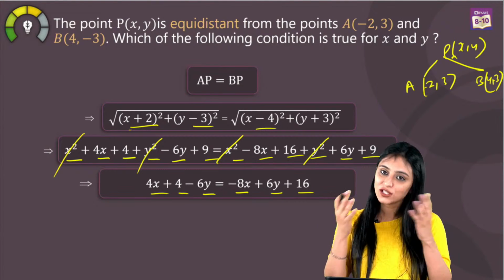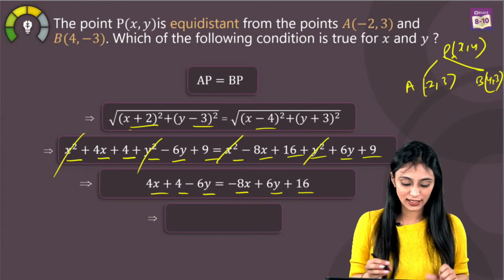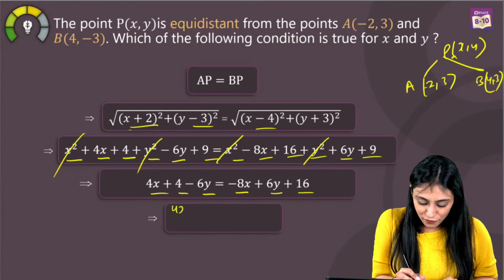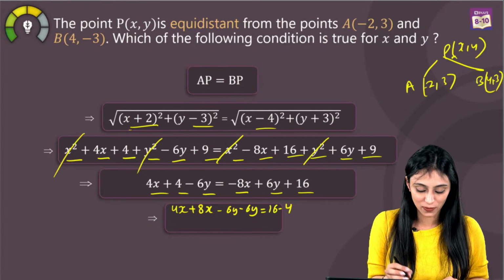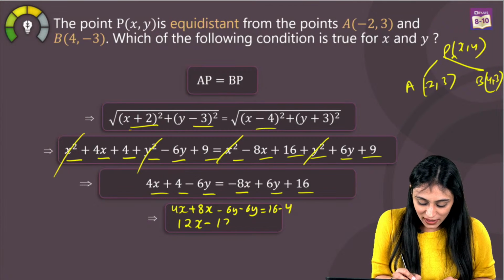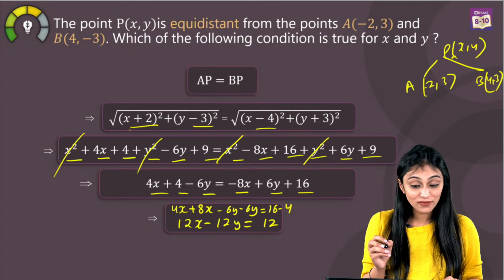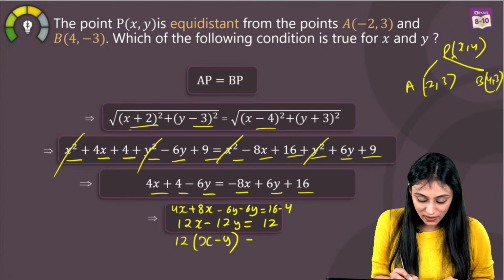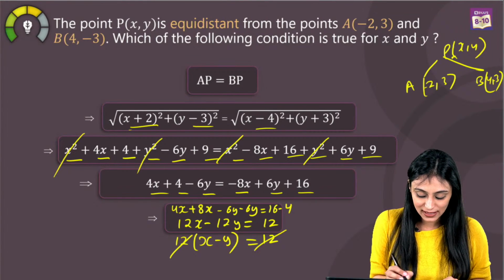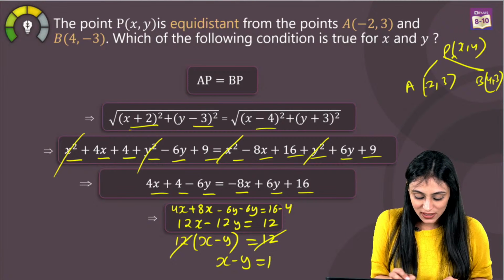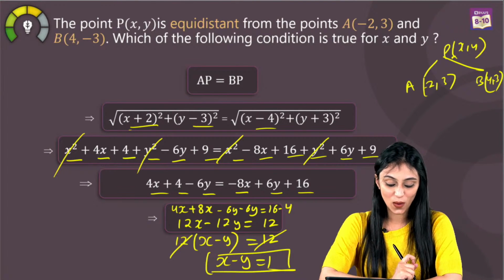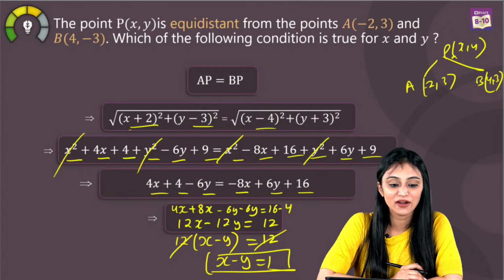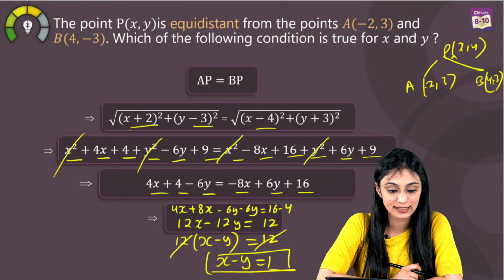Now let's take the constants on one side and variables on one side. So what do we have here? We will have 4x plus 8x minus 6y minus 6y is equal to 16 minus 4. That's going to be 12x minus 12y equals 12. But if I take 12 common from here, 12 times (x minus y) equals 12. This gets cancelled out. We have x minus y equals 1, right? That would be our final equation in that case.